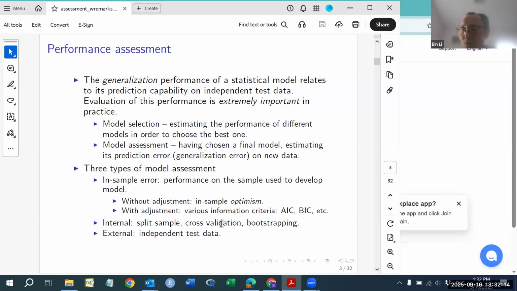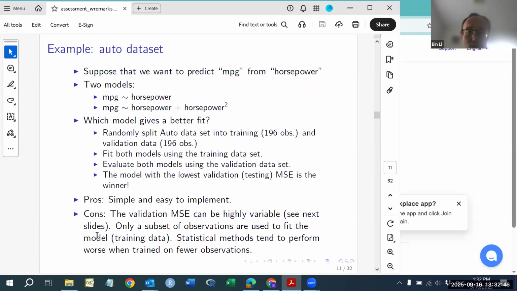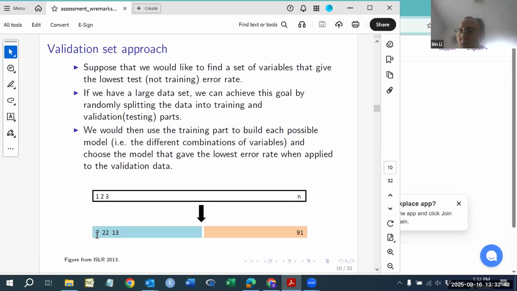In general, we want to use this fitted model to predict those sample points that may have different X values. That's called generalization, or extra-sample performance. So how do we find a way to choose the good model that can minimize the extra-sample errors? That leads to the internal approach and the external approach. So let's start here. The internal approach is the validation set approach.